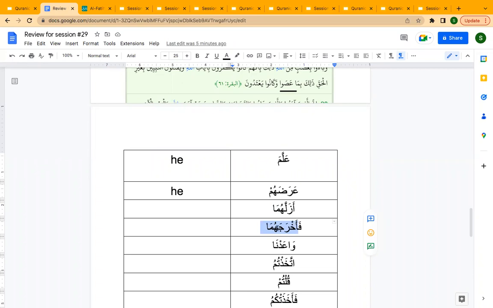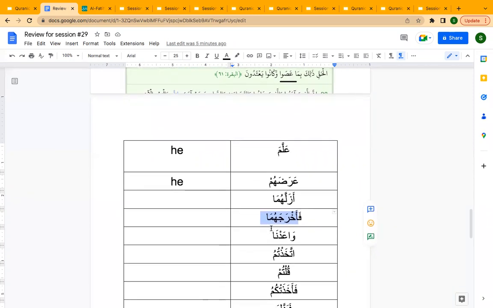Who is the doer in akhraja? Kha, ra, jim are the root letters and there is nothing added. So he is the doer and huma is the detail. Everyone with me so far? Okay. So nasb in status, because the details are always nasb in status.